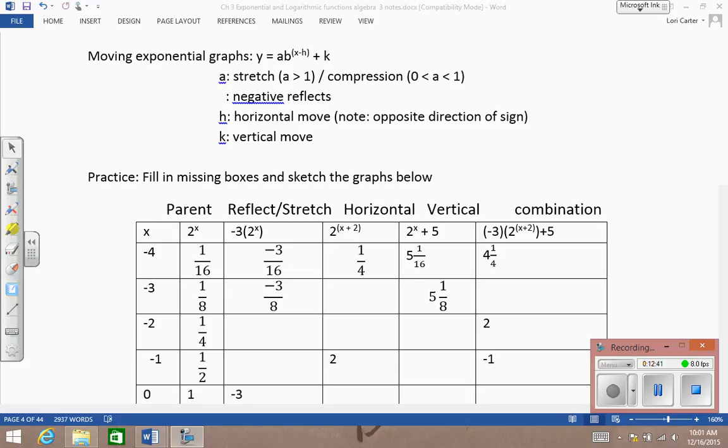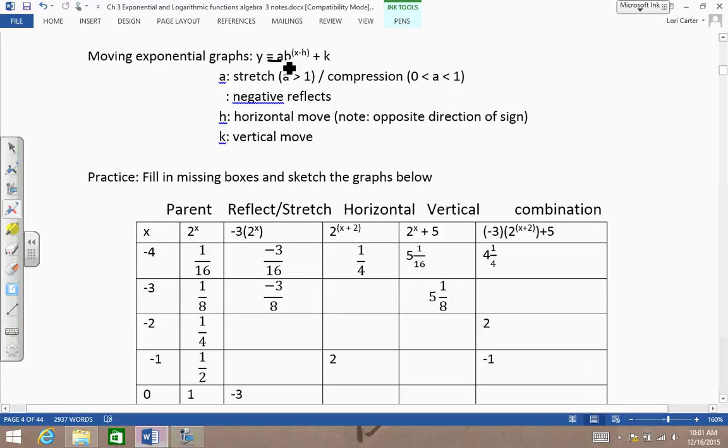Well, we still have an A. It's in front of your base. So when you look up here, that A is in front of your base. When I go down here, we're going to do 2^x as your parent graph, and we'll graph that in a little bit. But when you look at your A on this one, it's a -3. Why can't I say that's (-6)^x?